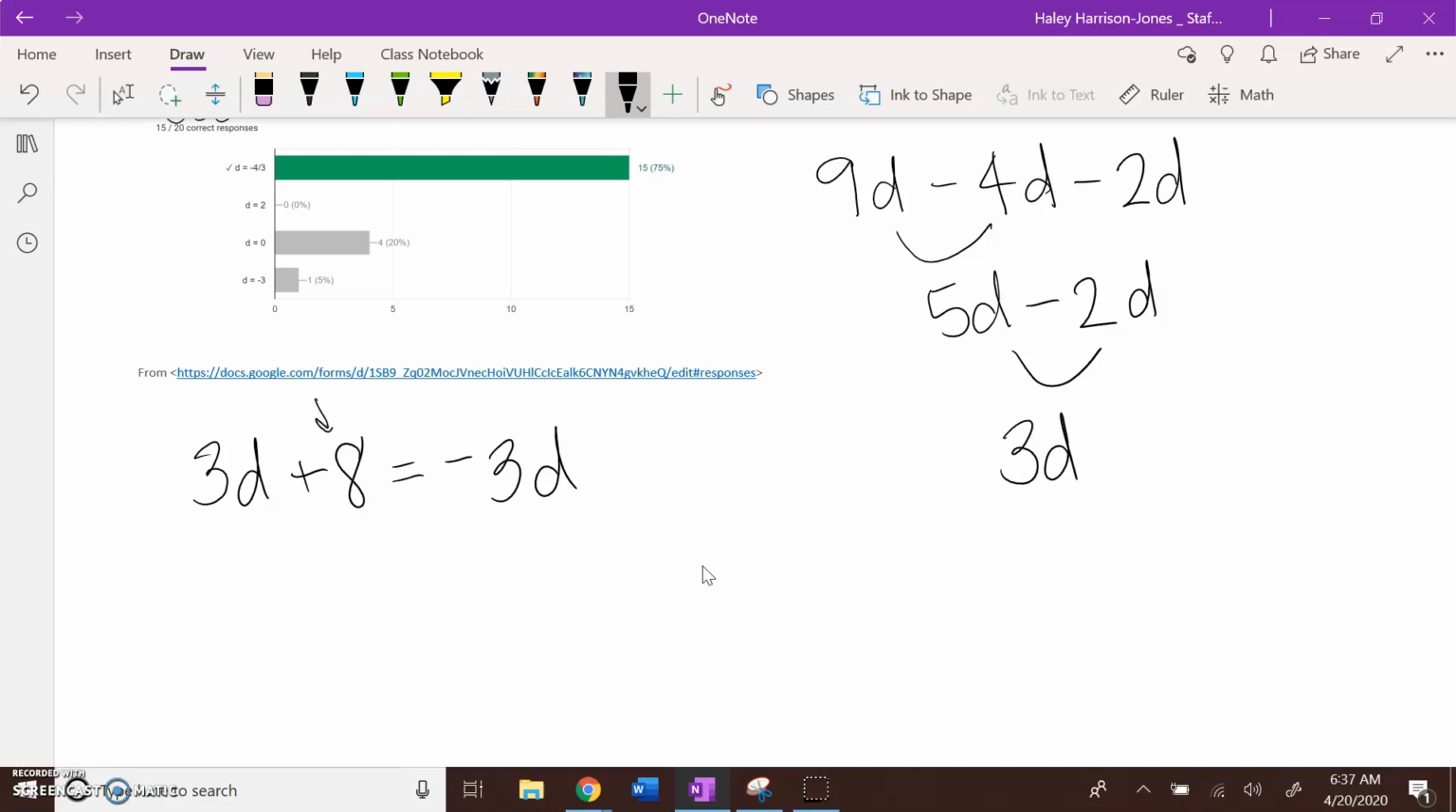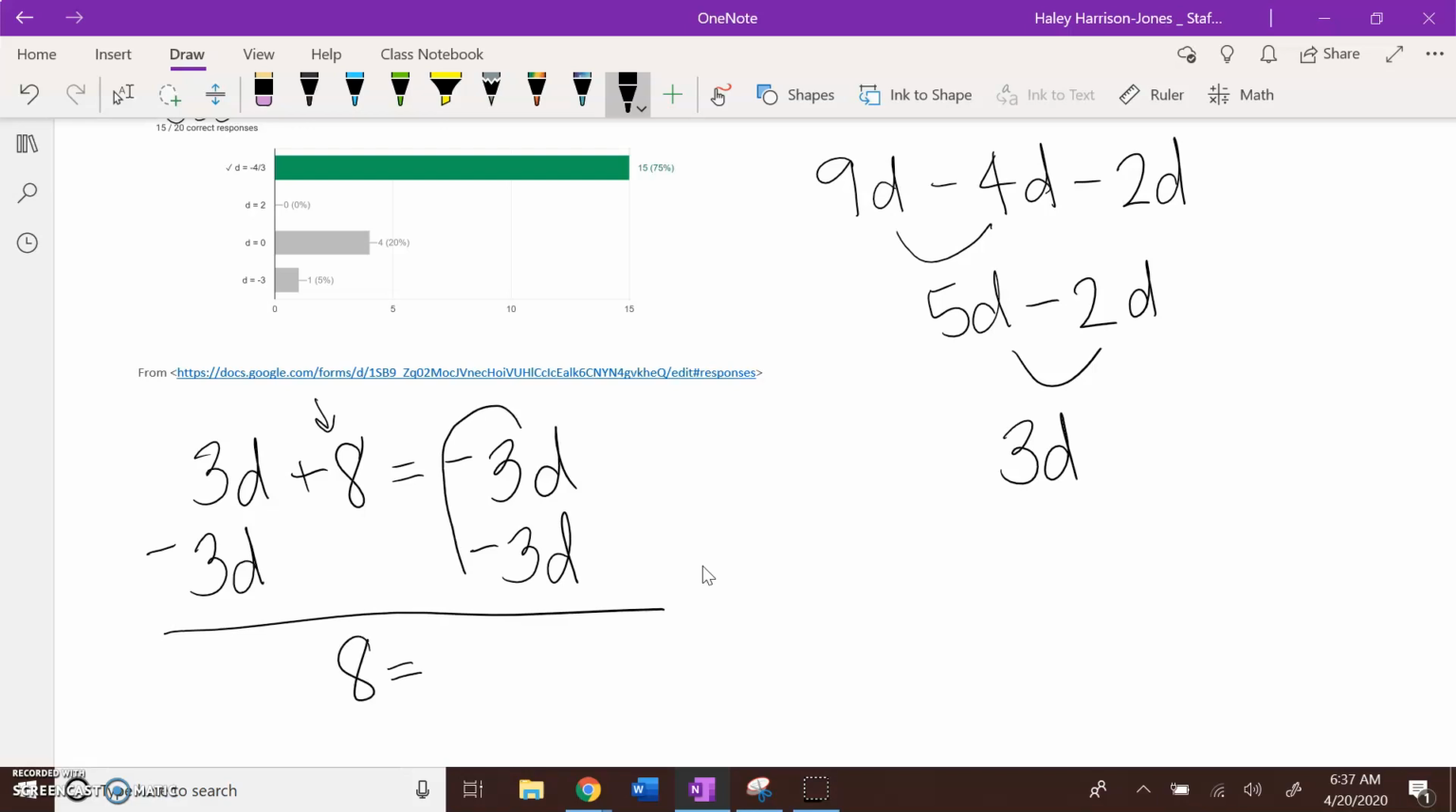I already have 8 over here, so I'm going to leave it there and take care of this 3d by subtracting 3d from both sides. Now notice here I have negative 3 minus 3. If I'm looking at a number line and I'm at negative 3, I move to the left, negative 3, 1, 2, 3, minus 3 is negative 4, negative 5, negative 6.